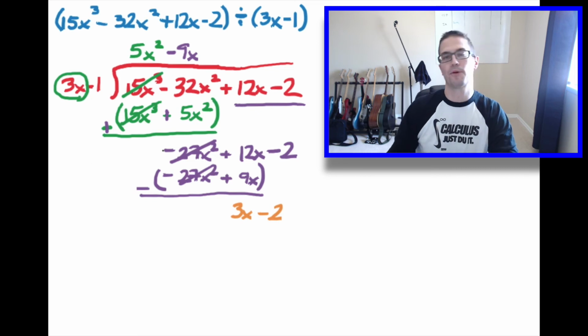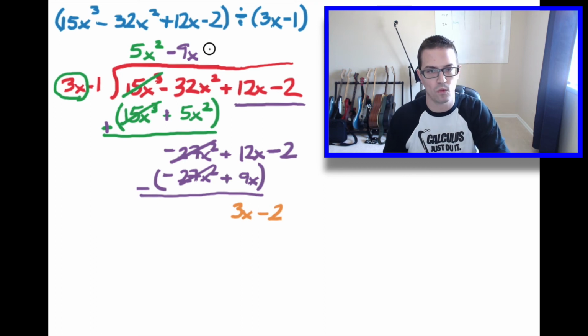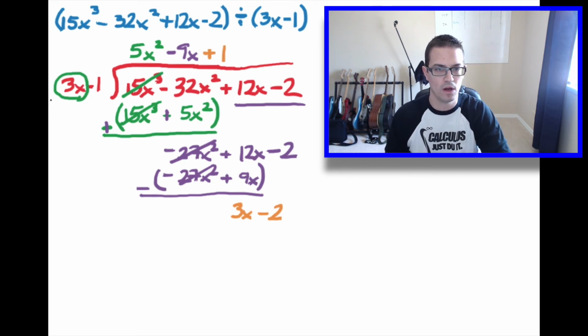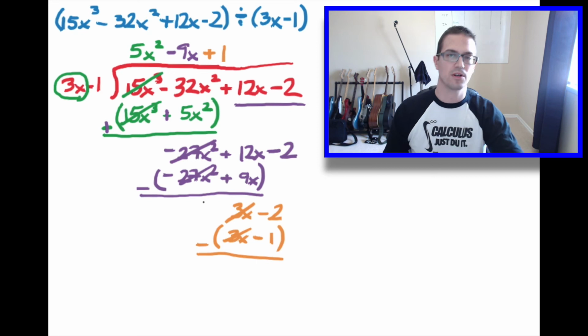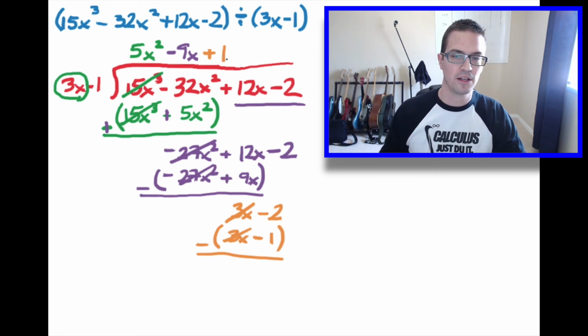Now I have to repeat the process again. How many times does 3x go into this 3x here? Well, hopefully you realize that it's just one time. So 1 times 3x is going to be 3x, and then 1 times negative 1 is going to be negative 1. So you have 3x minus 1 like so, and then we're subtracting. Again, those two terms are going to cancel. They should always do that, unless you didn't pick the correct thing up here.